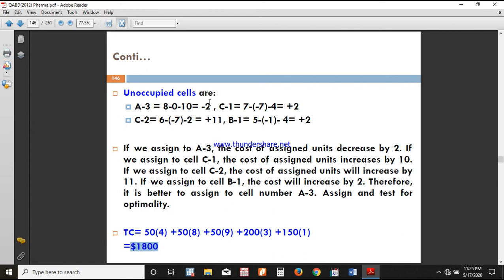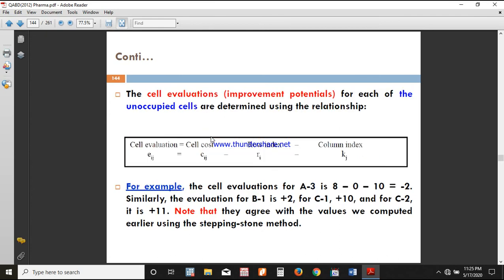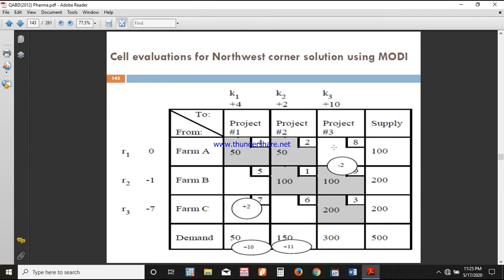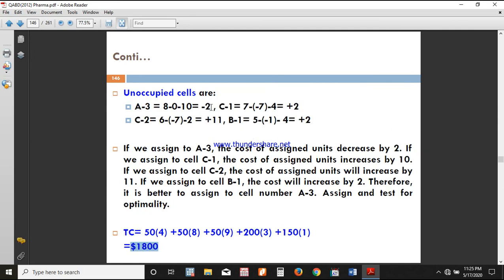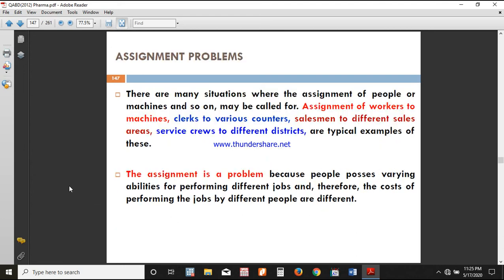Therefore, we can already undertake this in A3. Here A3 has a negative 2 value, while compared with C2, C1, and B1, all the remaining three have positive values. Therefore, the remodification will be undertaken here in A3. By undertaking the remodification steps, you can obtain this value of 1,800.